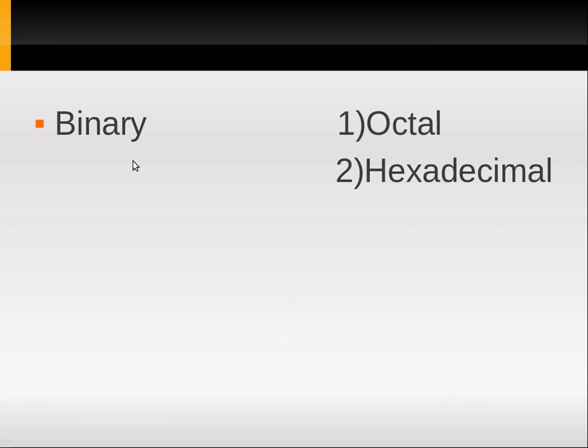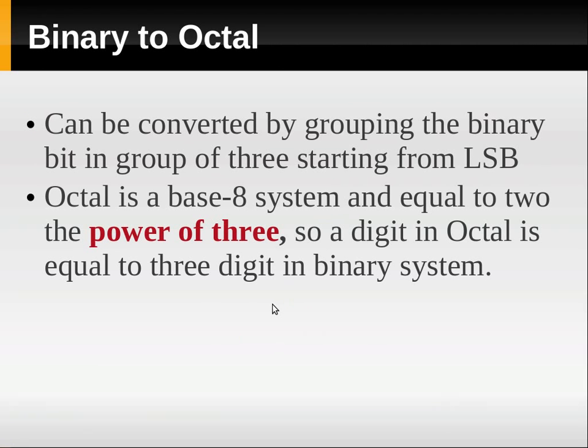So initially we'll start this conversion, that is binary to octal. Let us see that. It can be converted by grouping the binary bits in groups of 3 starting from the LSB. So what we have to do is group 3 bits each from the given binary value.